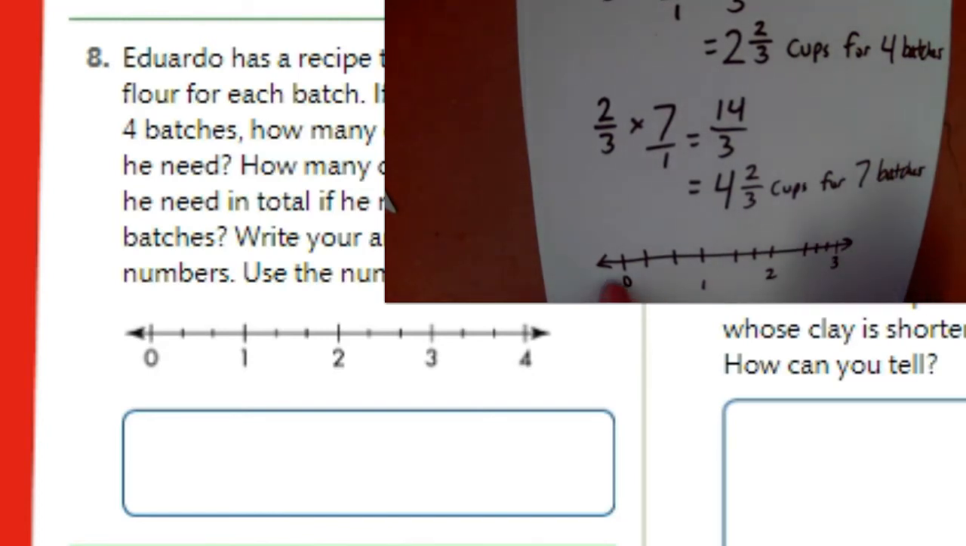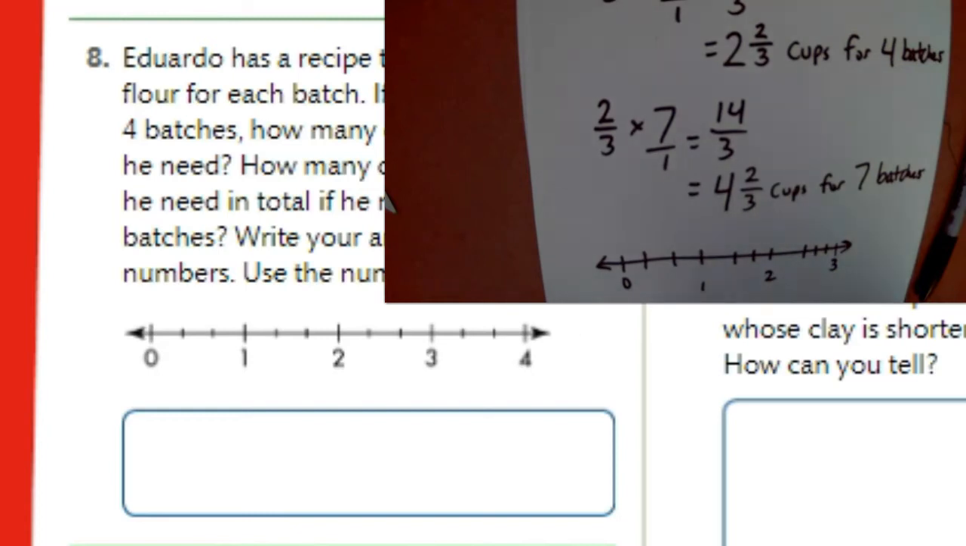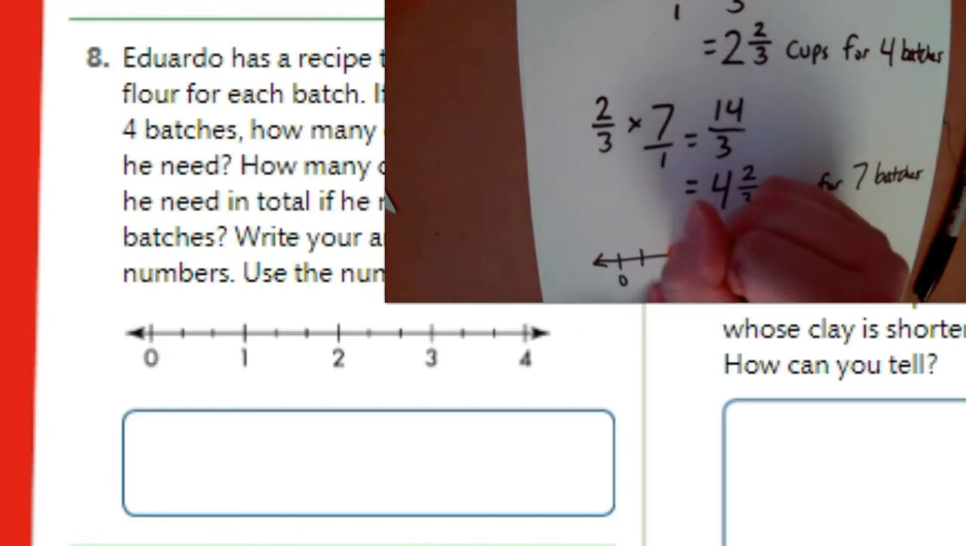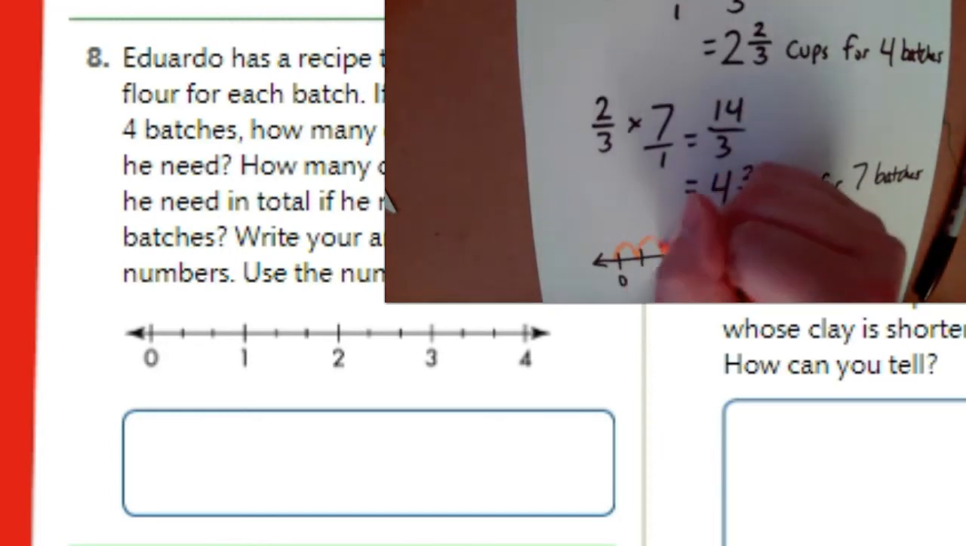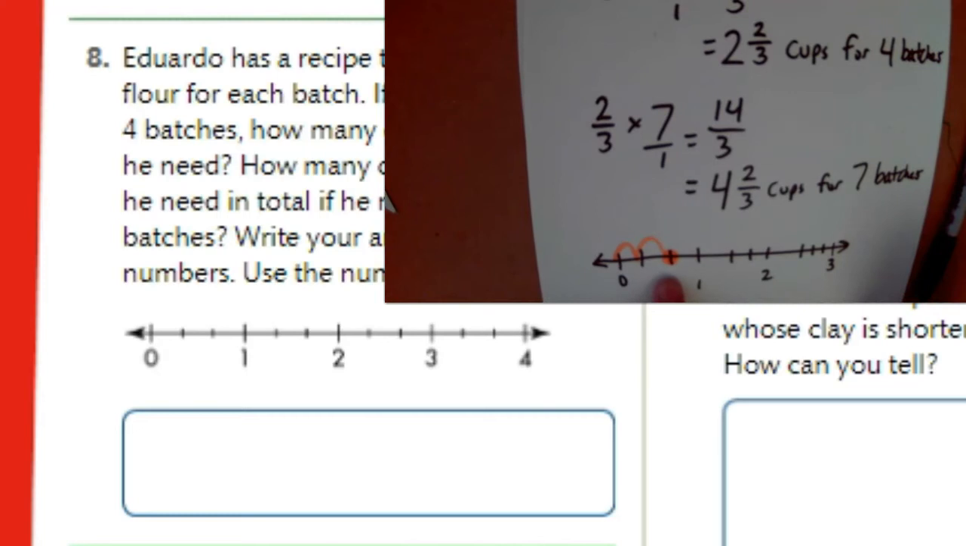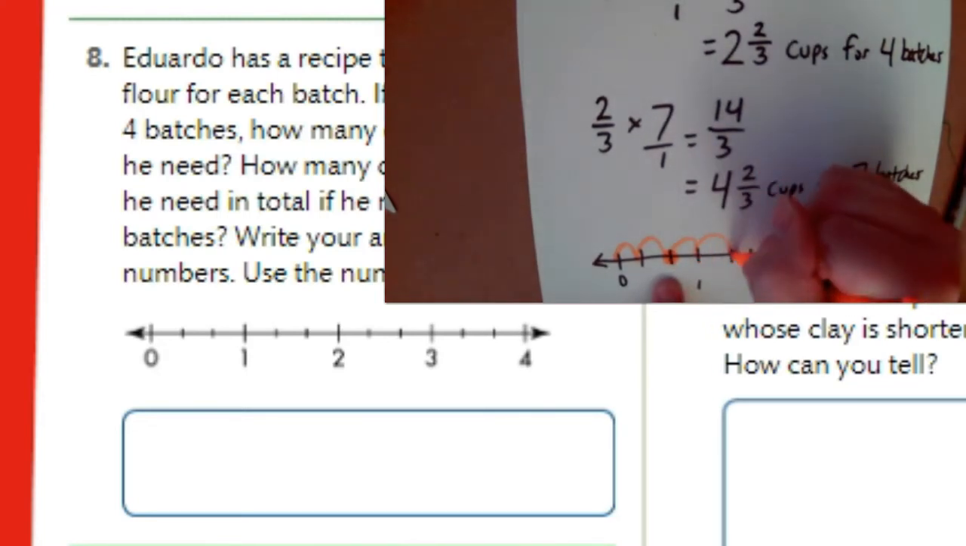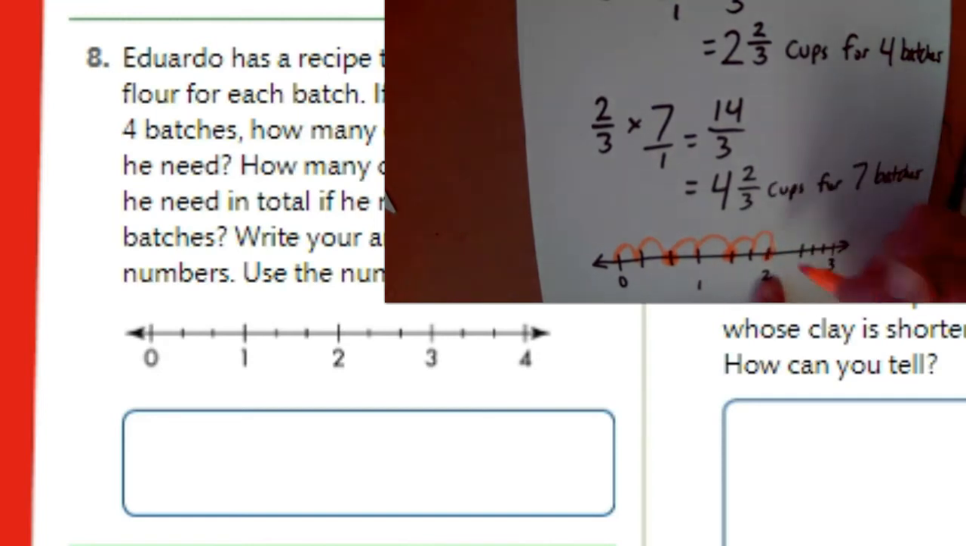So what I can do here is, and I'll just use a highlighter here just so you can see in different color. I can find 2/3. That's right here. That's 2/3. That's one batch, right? I can go 2 more thirds for another batch. That's a second batch. 2 more thirds, that's a third batch. 2 more thirds, that's a fourth batch.